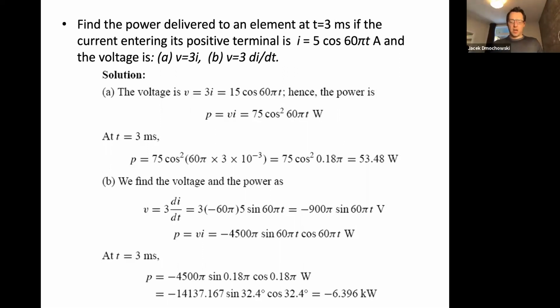Okay, so now all that's left to do is just to substitute in 3 milliseconds into t here and evaluate this. And when you evaluate that on your calculator, you get a numerical answer of 53.48 watts.